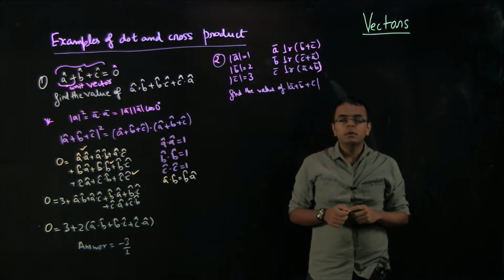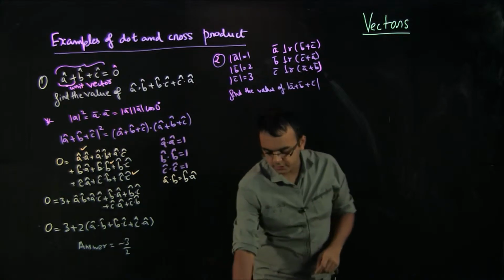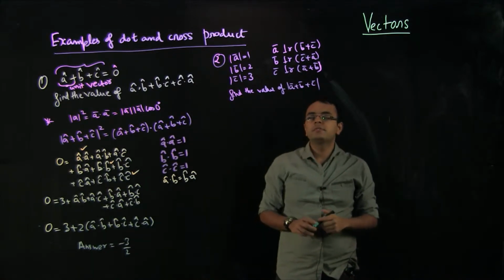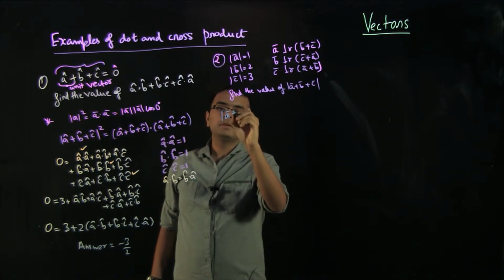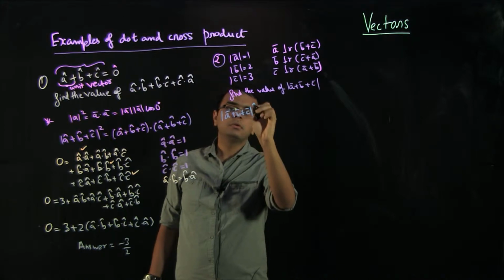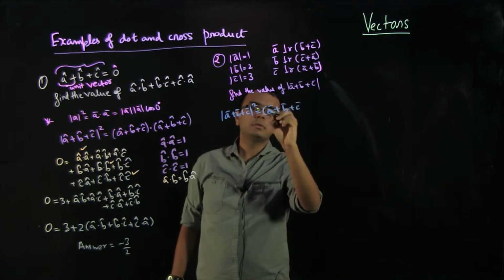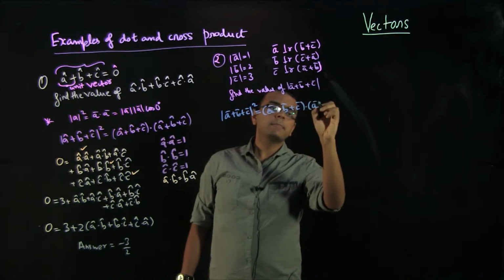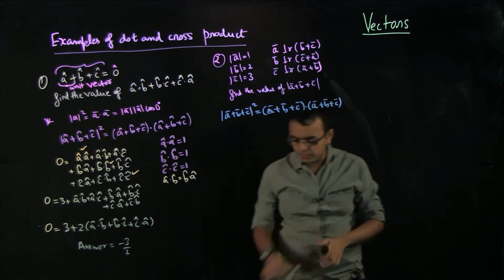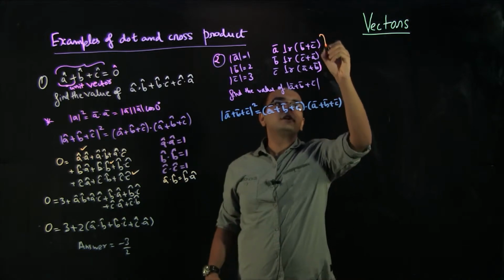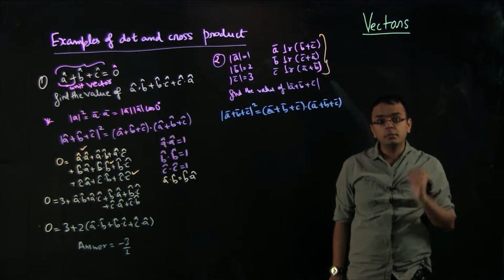Okay. Now, as soon as you see this problem, there should be two things that flash to your mind. The first thing is that mod A plus B plus C whole square is this, which we have just discussed. And the other thing is that whenever you see two vectors are perpendicular, their dot product is 0. This is very important. I hope that you can remember this.